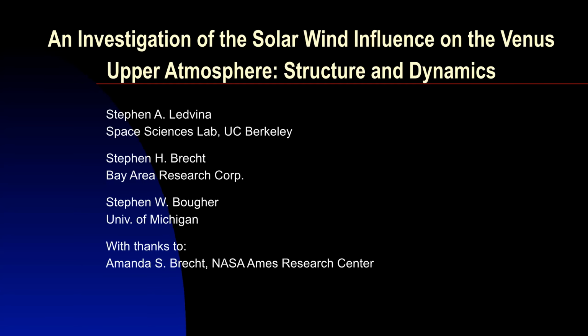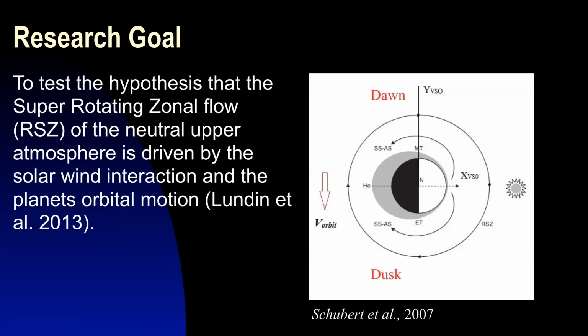We're investigating how the solar wind influences the upper atmosphere of Venus. The goal of this research is to test the hypothesis that the superrotating zonal flow in the upper atmosphere is driven by a combination of the solar wind interaction and the planet's orbital motion.